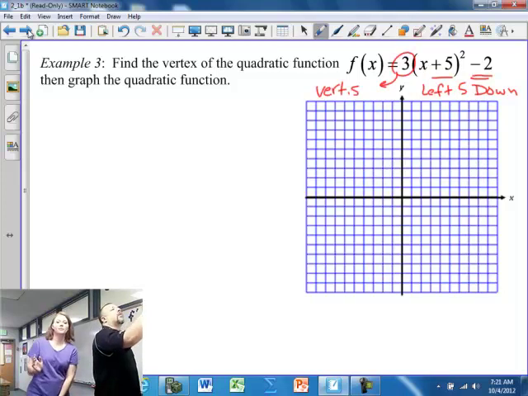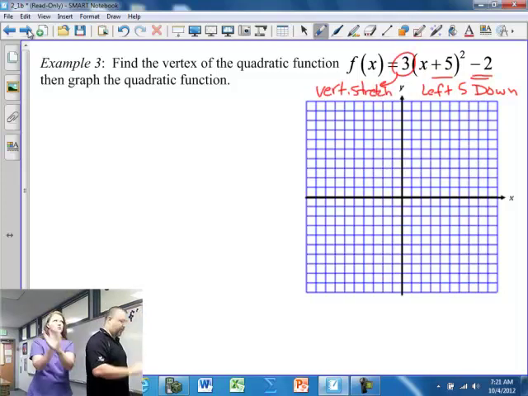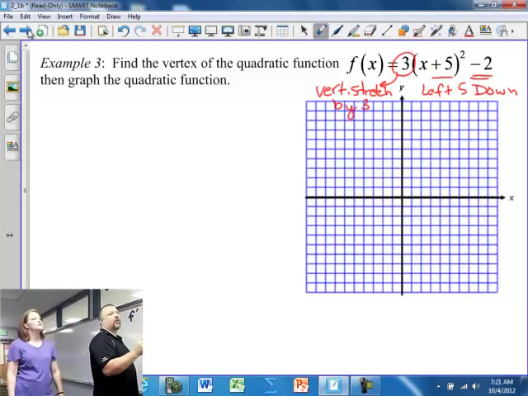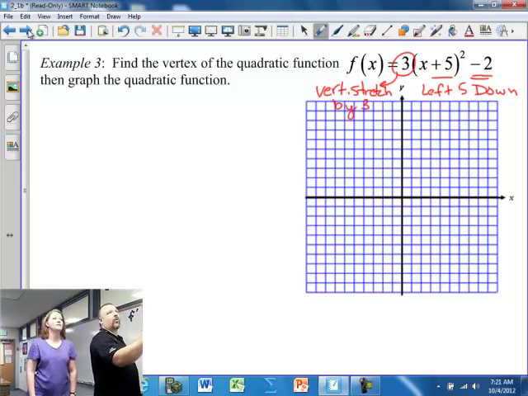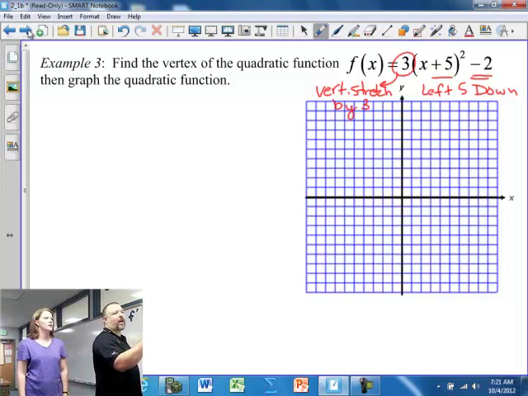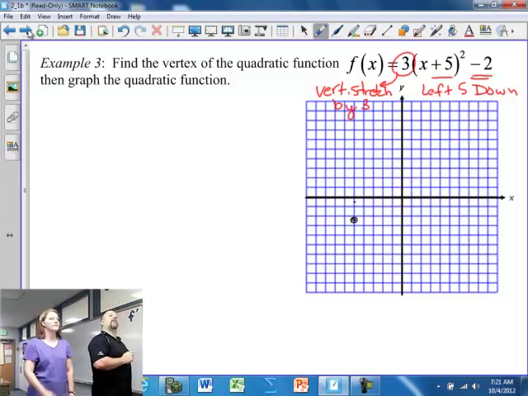So if we're thinking of our transformations and we know that we're moving a parabola around, here's my parabola. Our vertex is also going to move. It was at 0, 0. Now it's at left 5, down 2. So negative 5 and down 2. And there's our vertex. I always make him do the graphing.